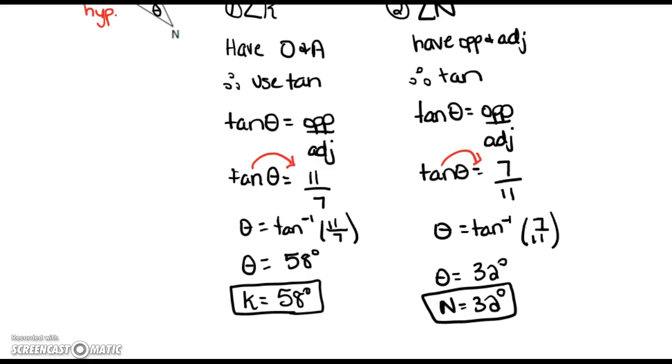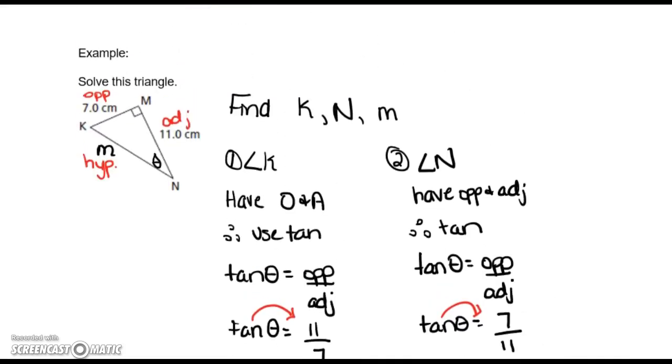Now we need to find the last value, which is side M. This one here is our hypotenuse. To be quite honest, there's a few different ways that you could go about solving this. You could use the cosine ratio or the sine ratio now that we have angle K and angle N. But what I would recommend is only using the values that they gave you. So only use the 7 and only use the 11. Because what happens if you made an error in calculating angle K or angle N? I'd always recommend using the values that you know.